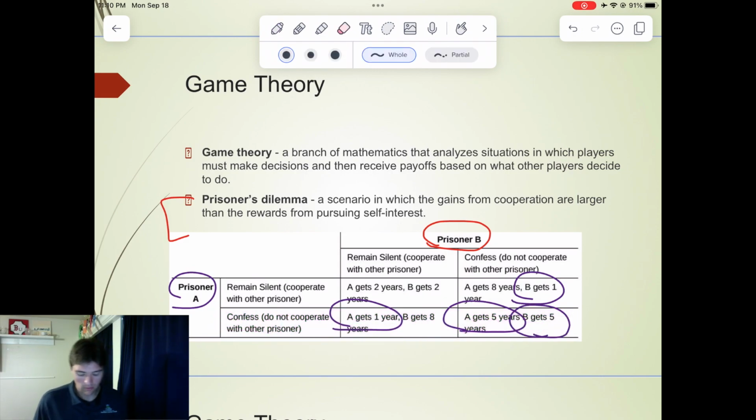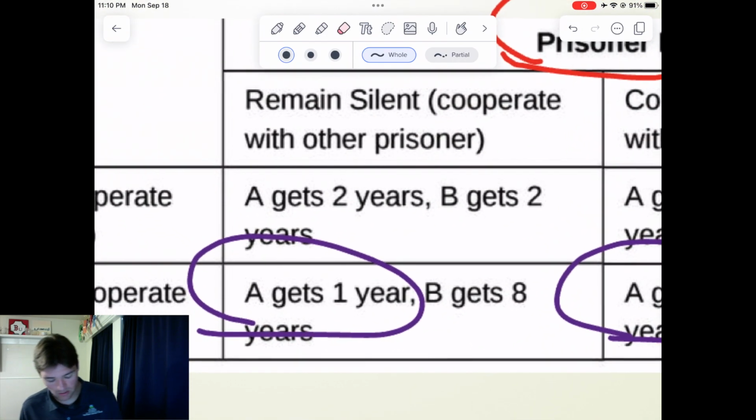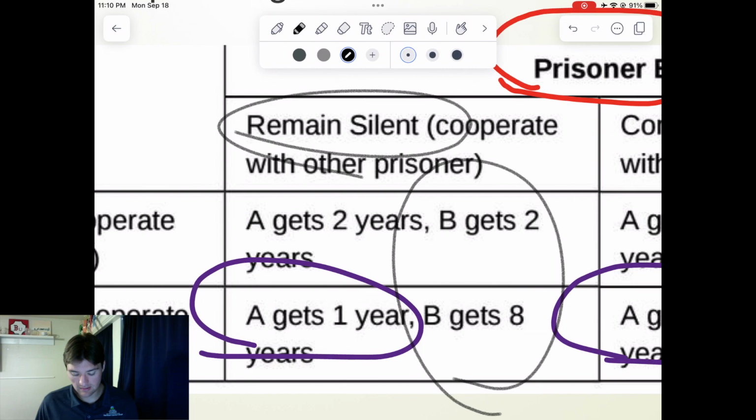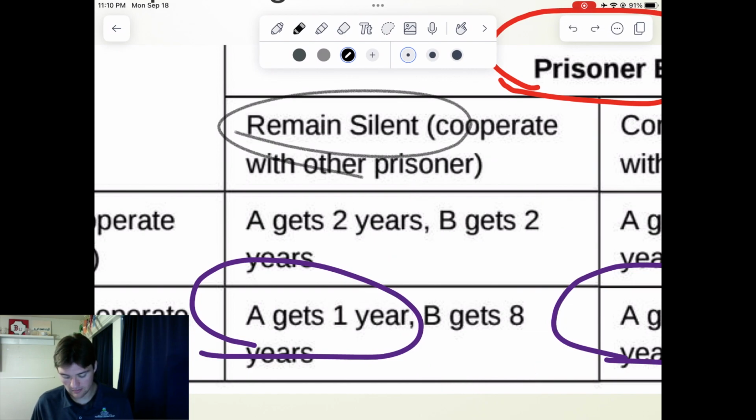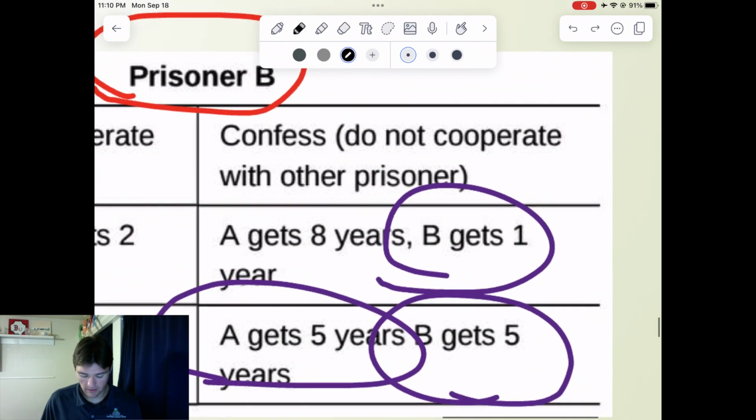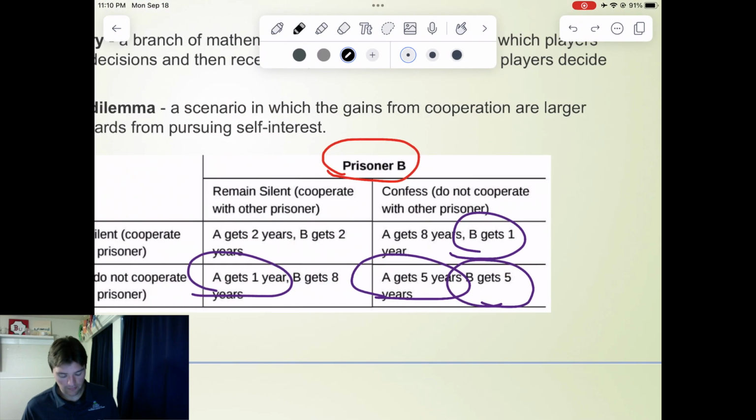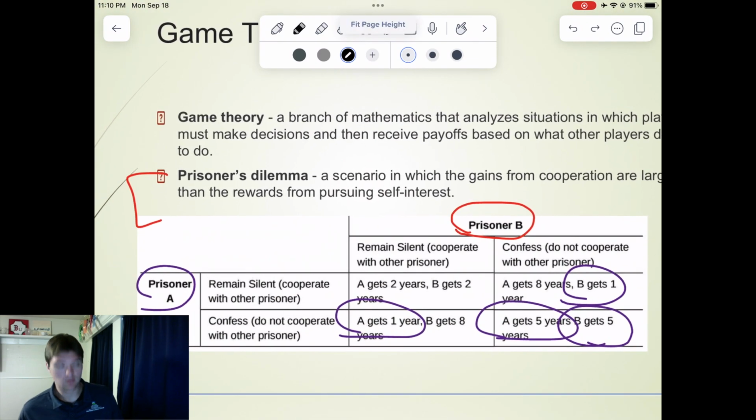And what do we see here? Did B ever remain silent? No. Look, we have no circles here. B does not remain silent. B always confesses. Always. So therefore, what does A do? A confesses. What does B do? Confess. So therefore, they both will confess to the crime.